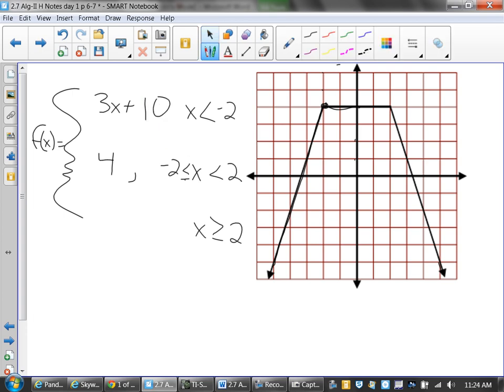And then the other one, again, has the negative slope of 3. And I believe it was the same intercept of 10. Yes, sir.